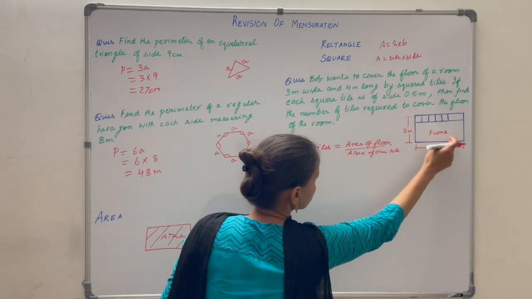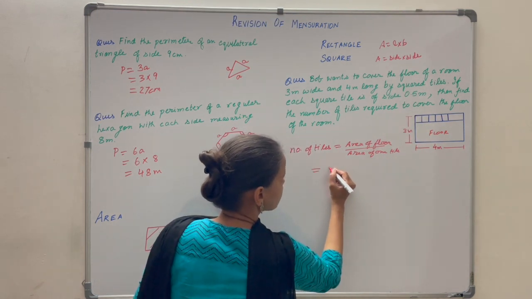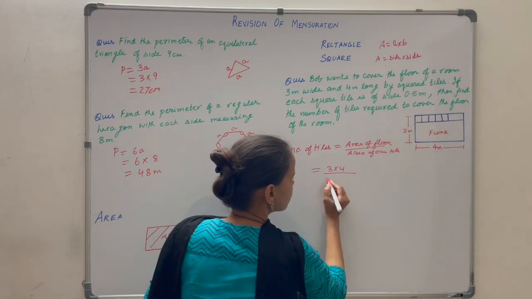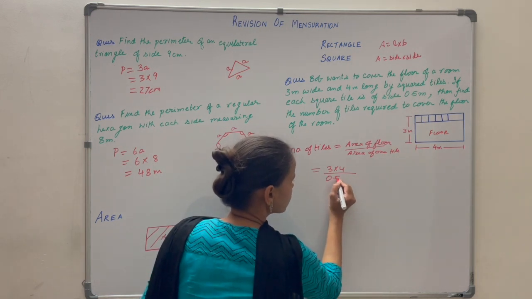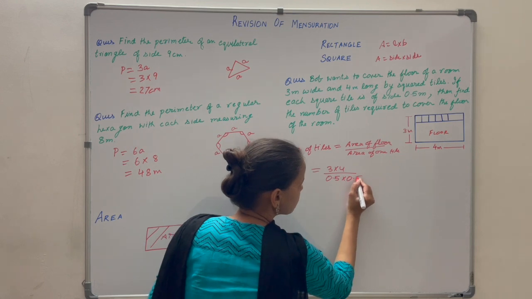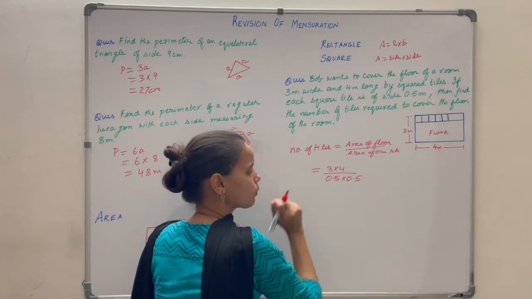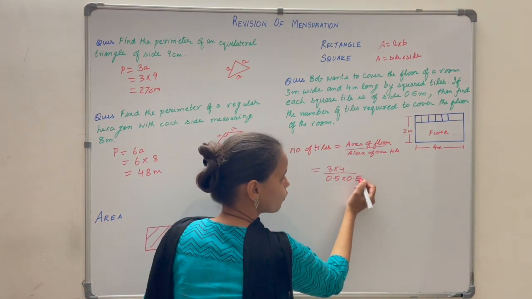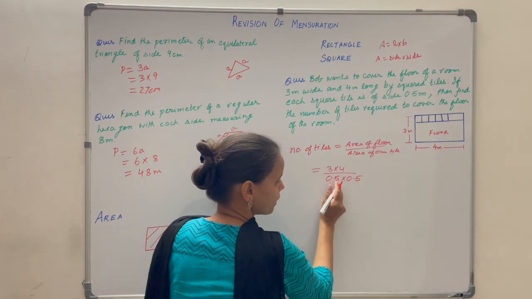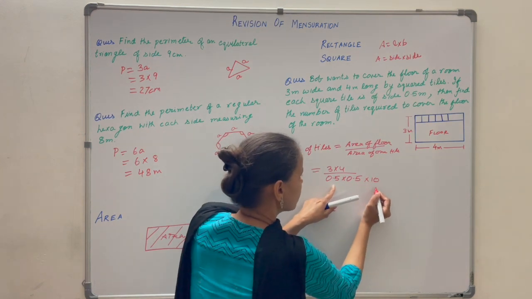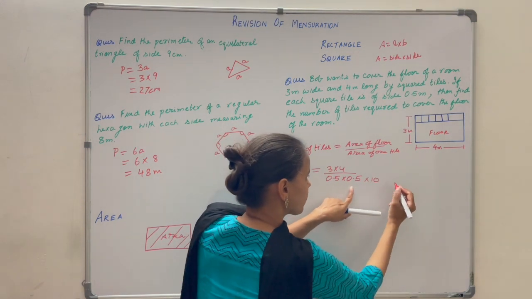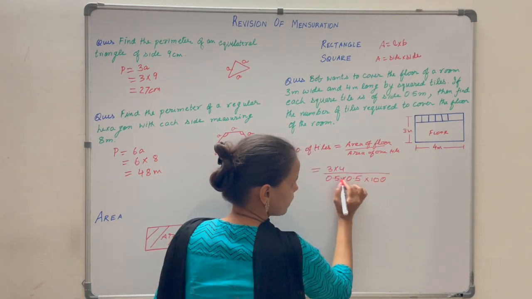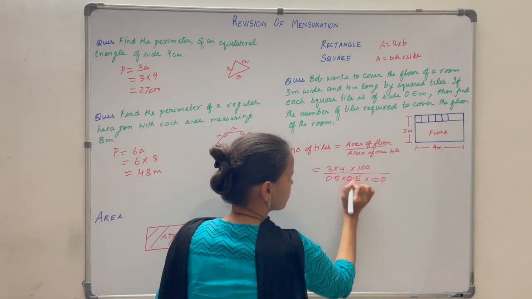Area of the floor, this shape is a rectangle. So that is length into breadth, 3 into 4. Area of one tile, it's a square. So side into side. Side is 0.5. Side is 0.5. So now here it's a decimal point. So you want to remove this decimal point. If you multiply this by 10, this decimal point will go away. If you multiply this by 10, then this decimal point will go away. So we are multiplying here by 100. So here also we'll multiply by 100.